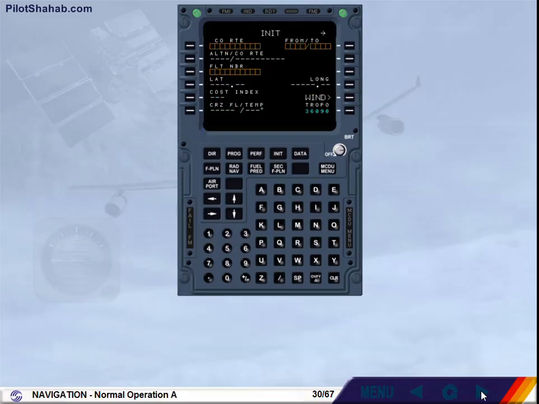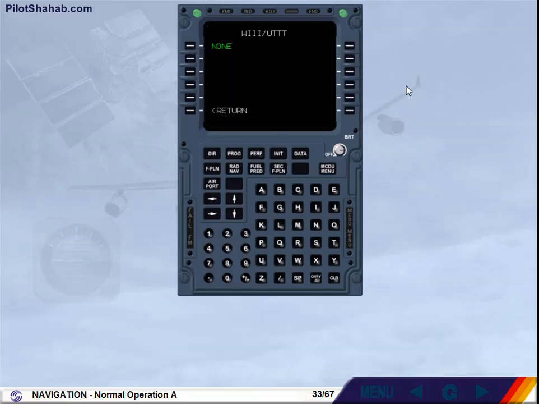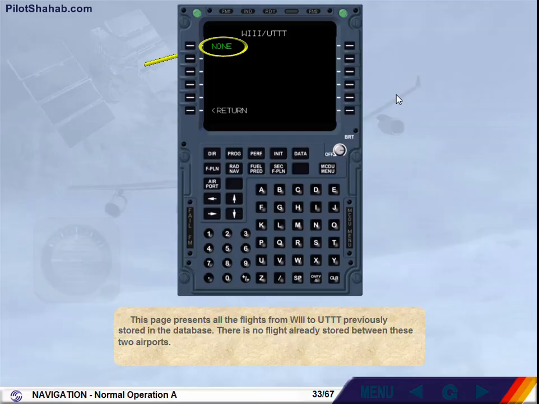An alternative method to input the present position is to enter the departure and arrival airfields. We have already entered 2 airfields into the scratchpad. Now select these 2 airfields to the From To field by pressing LSK1 right. This page presents all the flights from Jakarta to Tashkent previously stored in the database. There is no flight already stored between these two airports.